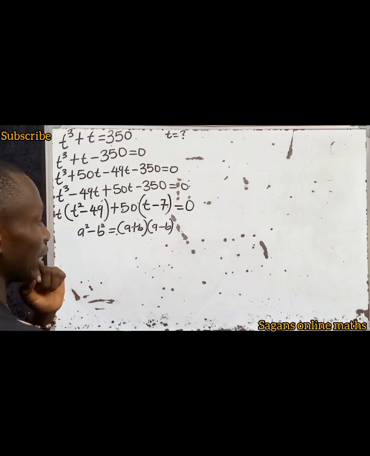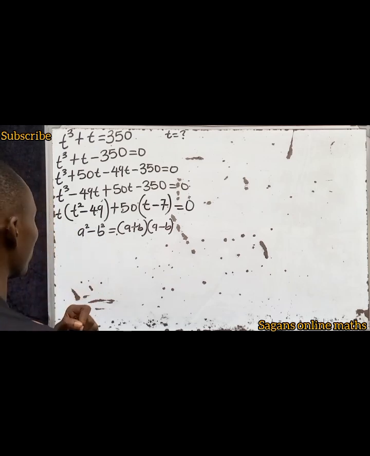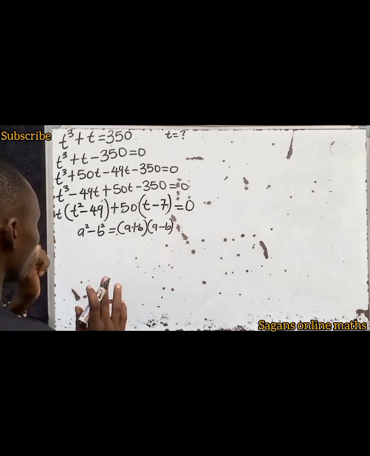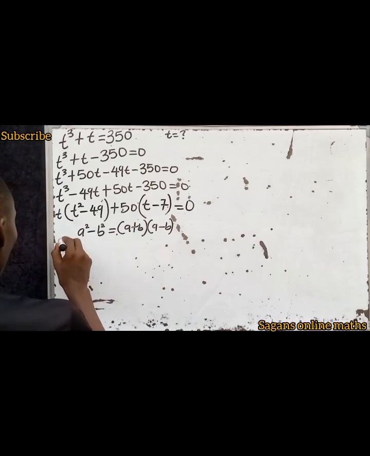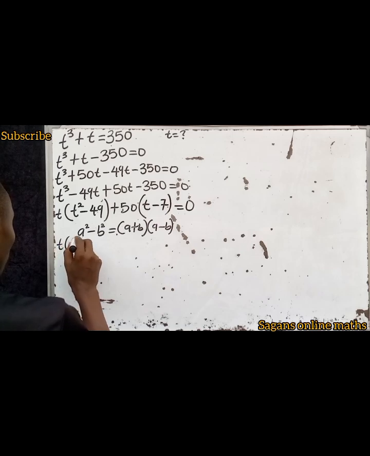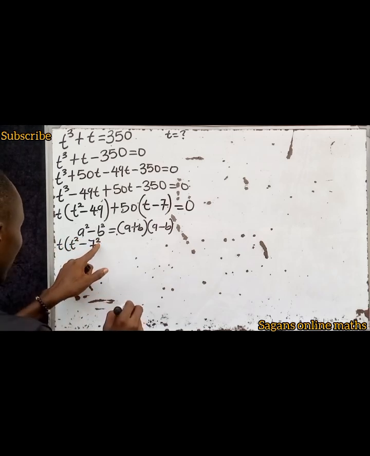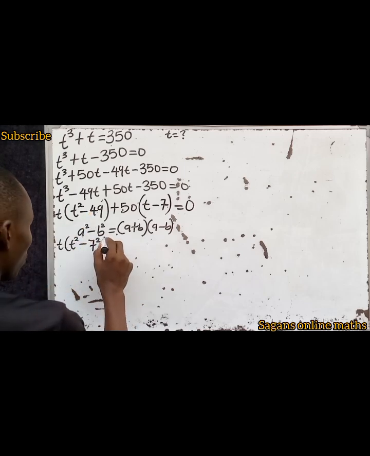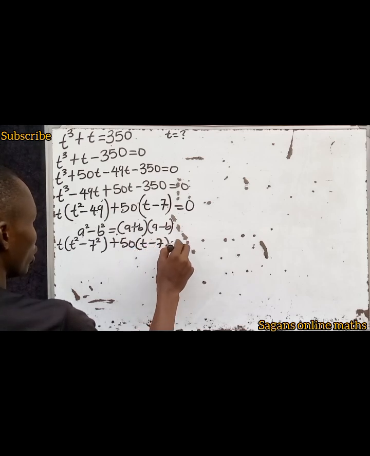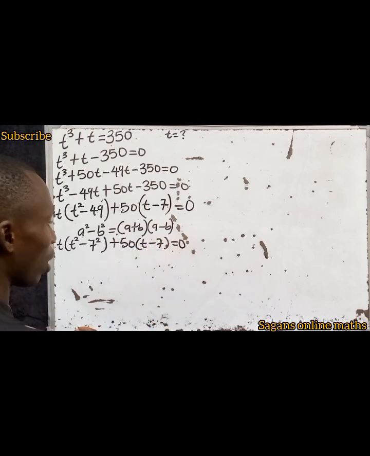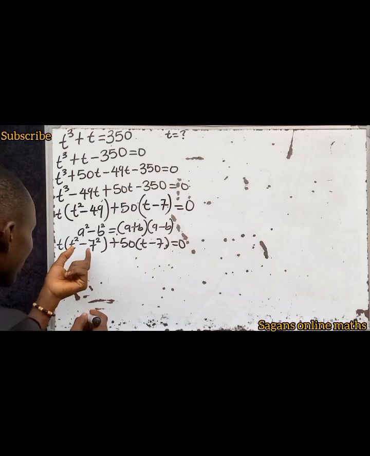Now, look at what you are going to do here. We put 49 as 7 to the power of 2, because 7 to the power of 2 is 49. That means t times (t squared minus 7 to the power of 2, which is 49), then plus 50 times (t minus 7), all this equals 0. Now this is amazing.